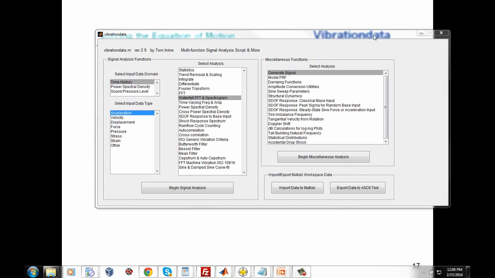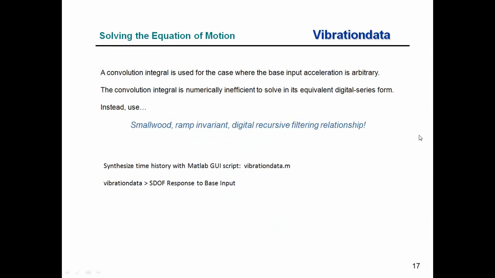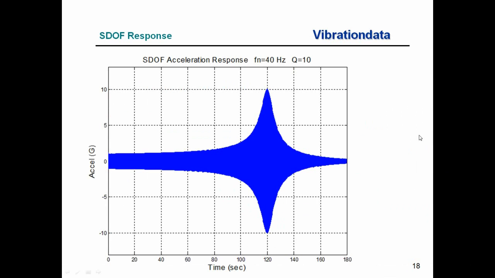Okay, let's see what we have next here. I'm going to put this aside. So here's another plot in the slides of the response, our 40 Hertz system, Q is equal to 10. And at 120 seconds, it's reaching the 40 Hertz excitation frequency. And that's when this quasi-steady state resonant response occurs.